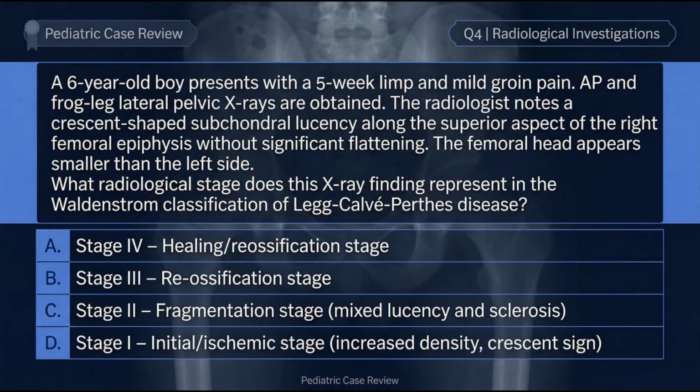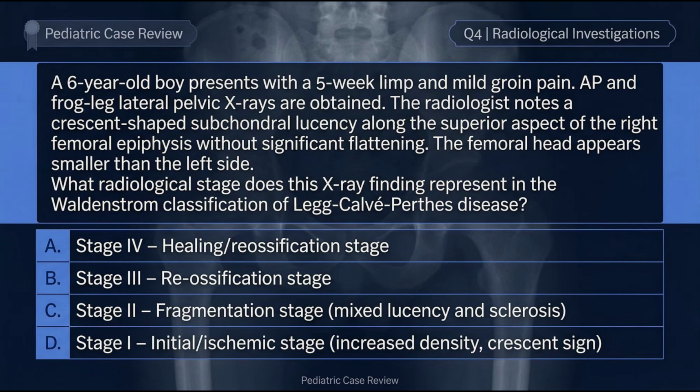Case 4. A 6-year-old boy presents with a 5-week limp and mild groin pain. Anteroposterior and frog leg lateral pelvic X-rays are obtained. The radiologist notes a crescent-shaped subchondral lucency along the superior aspect of the right femoral epiphysis without significant flattening. The femoral head appears smaller than the left side. What radiological stage does this X-ray finding represent in the Waldenström classification of Legg-Calvé-Perthes disease?